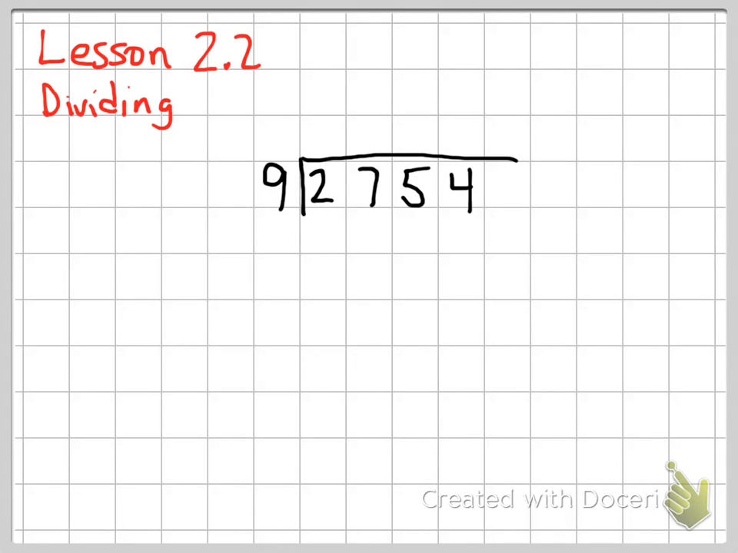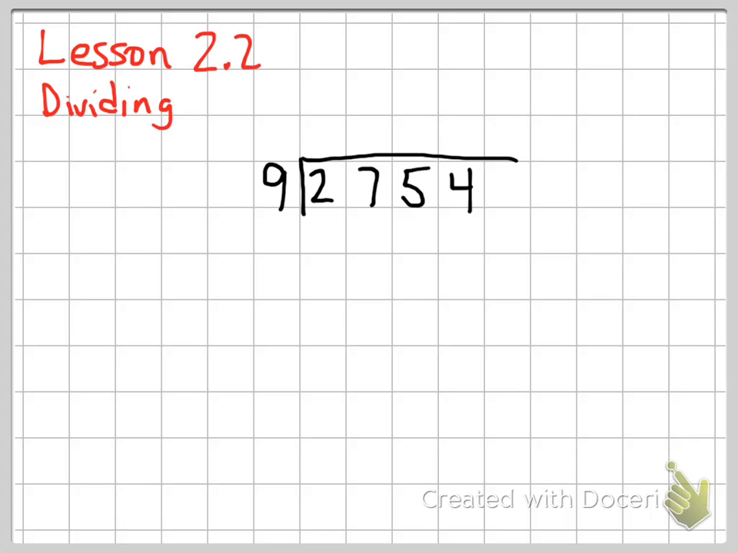Welcome everybody. What I'm going to show you here in lesson 2.2 is how to divide with long division with a single digit divisor. Now if you watched the video from lesson 2.1, I was using base 10 blocks to do that. In this lesson we're not going to use those base 10 blocks, but we're going to keep that concept in mind.